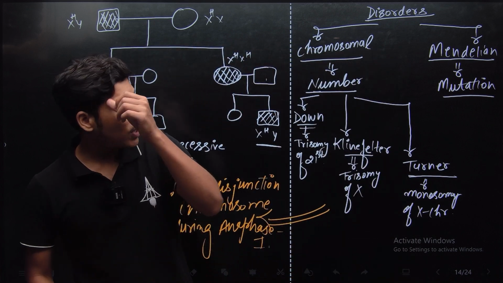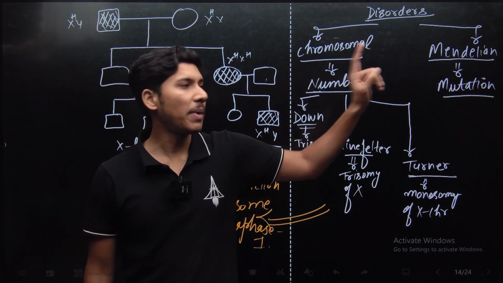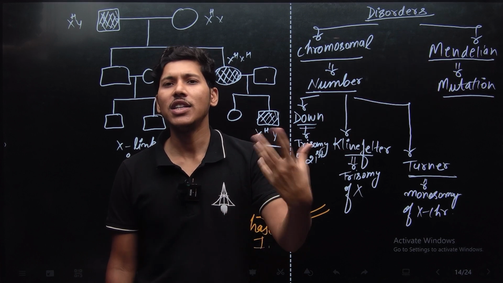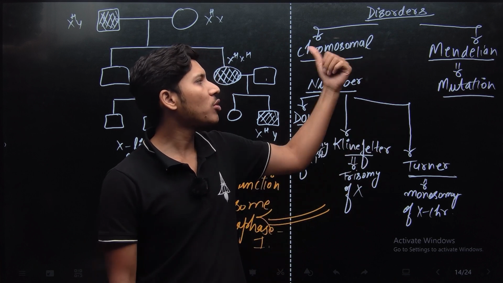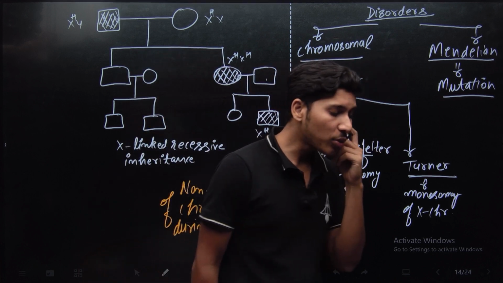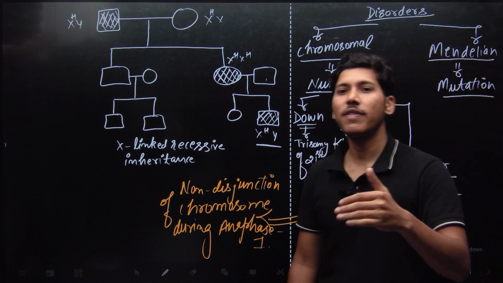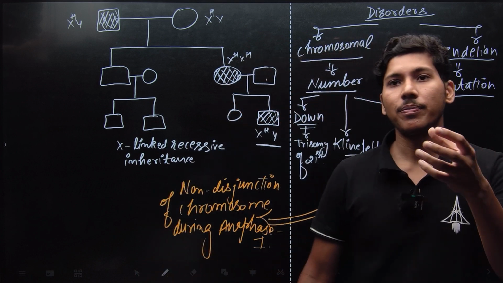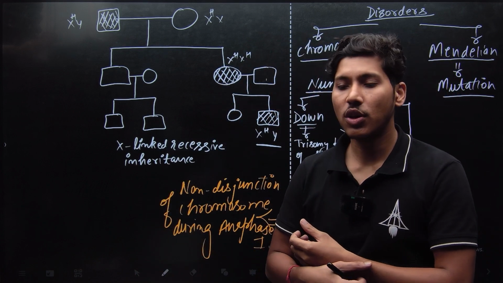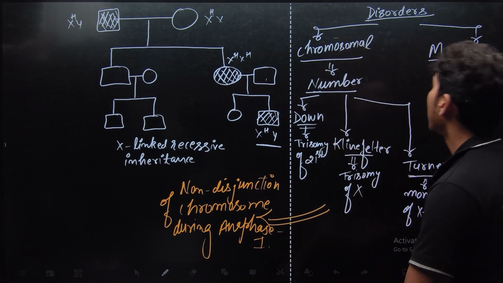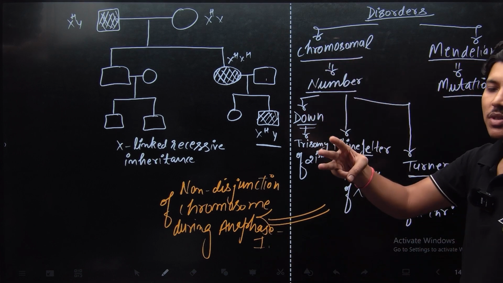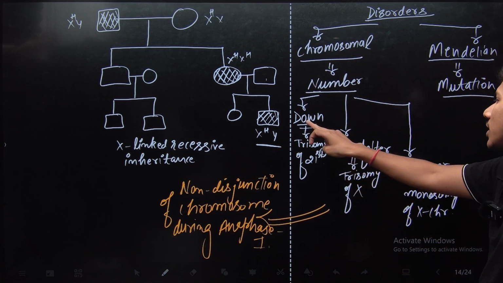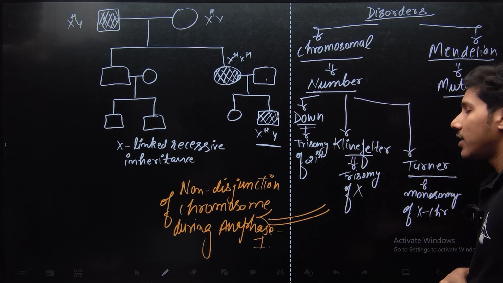Genetic disorders are of two types, Mendelian disorders and chromosomal disorders. Mendelian disorders are caused by the mutation in any gene. Okay? And chromosomal disorders are caused because of presence of an extra chromosome or because of absence of any chromosome in the whole genomic set or the whole diploid set of chromosomes. Okay. Now chromosomal disorders are of many types, but you have to study only three types of chromosomal disorder, that is Down syndrome, Klinefelter syndrome and Turner syndrome.